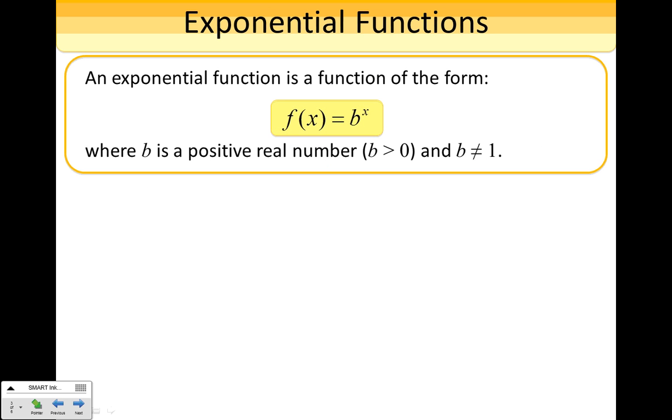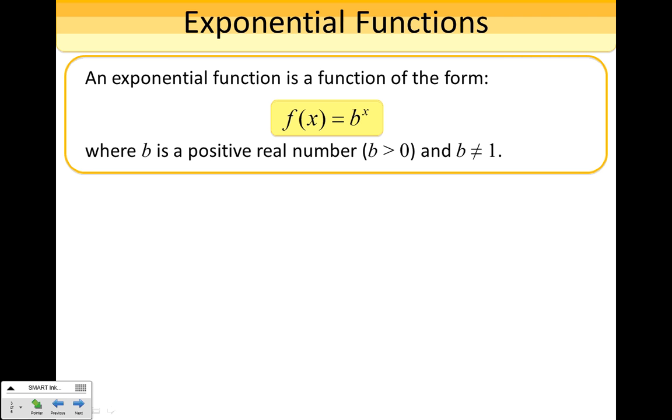All right, exponential functions. An exponential function is in the form f of x equals b to the x, where b is a positive real number. So in other words, b is anything greater than 0 and is not equal to 1. Okay, so anything that is greater than 0 but not equal to 1. So from 0 to 1 and from 1 to infinity but not equal to 1.